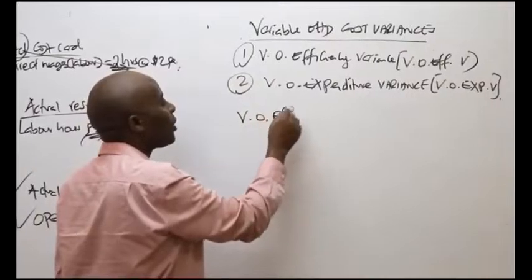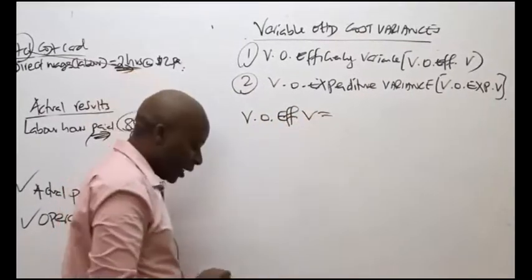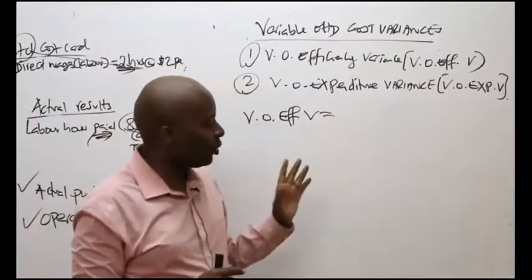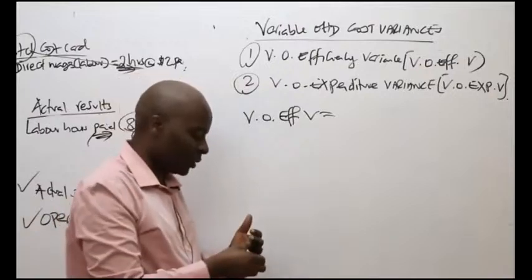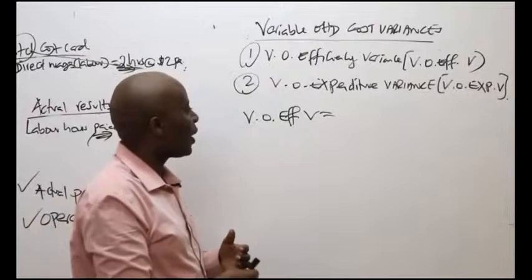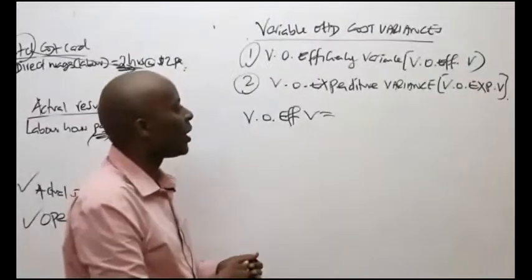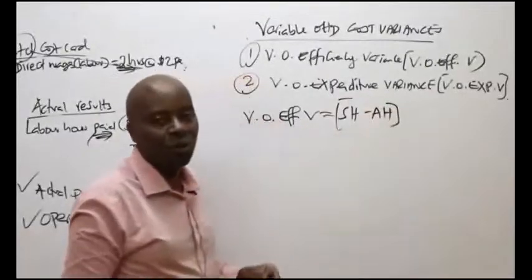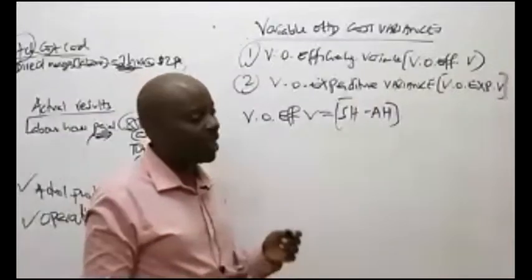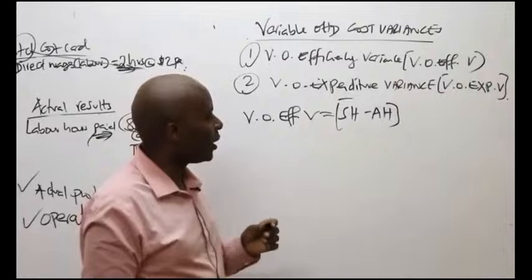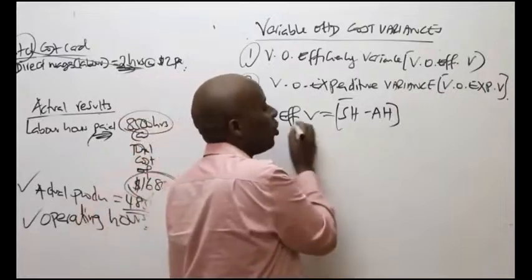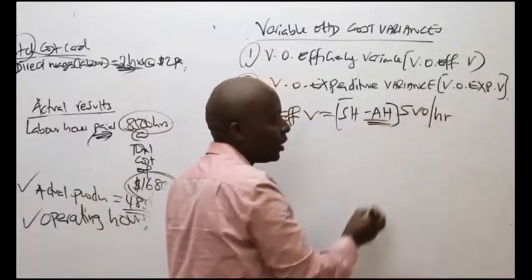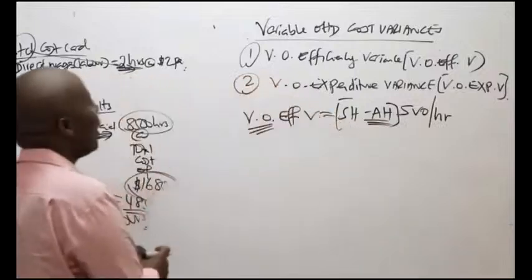I would want to give you 1 minute to try out the variable overhead efficiency variance. Oh, you told me that you had not been taught this. Let me teach you this variable overhead efficiency variance. So long as it's an efficiency variance, in brackets we have SH minus AH, and then outside here, because it's a variable overhead, we'll have the standard variable overhead rate per hour, because these are hours.